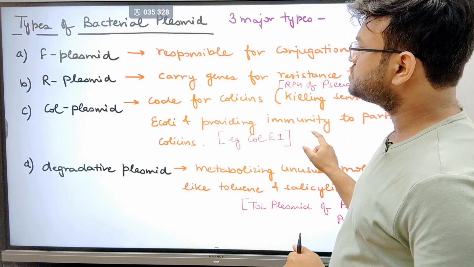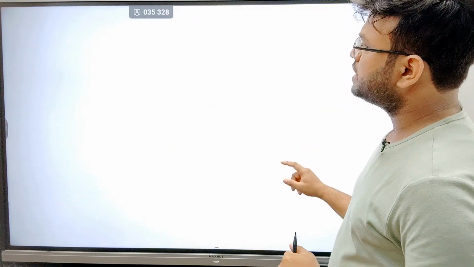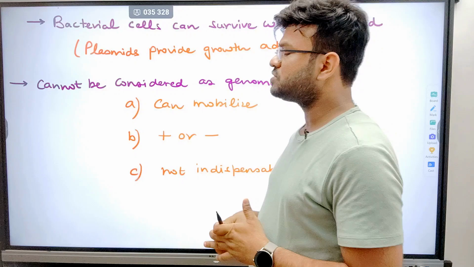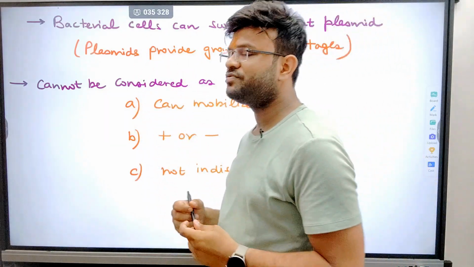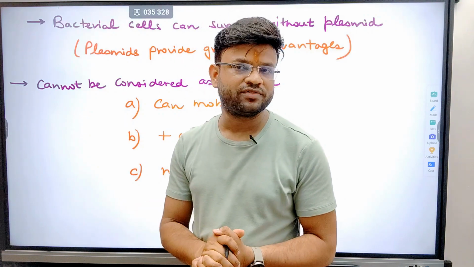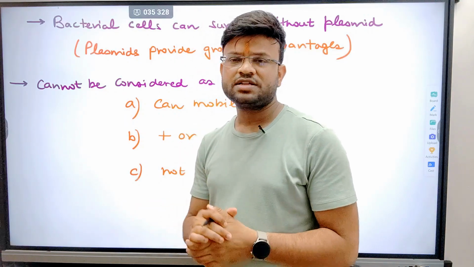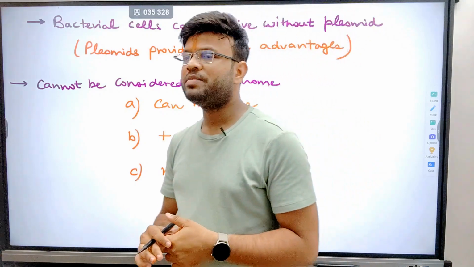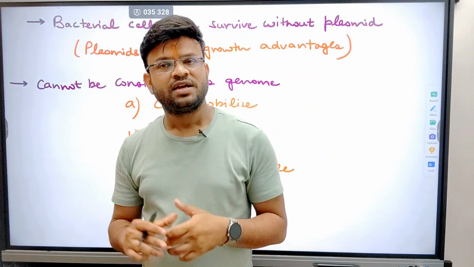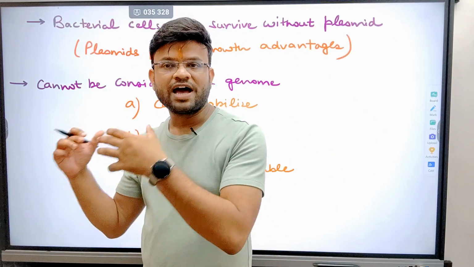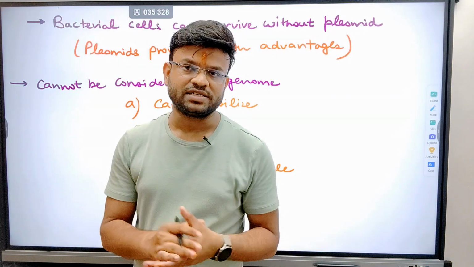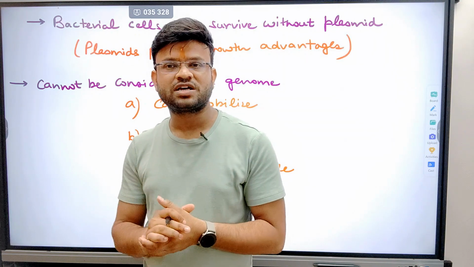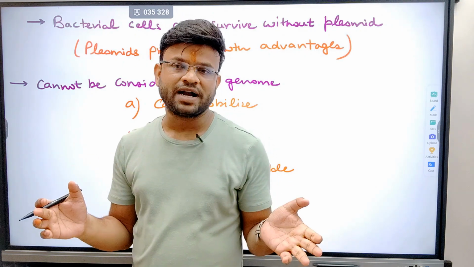We have discussed this also and this also. Now, coming to some more properties of the plasmids. Bacterial cells can survive without plasmid. This is a very, very important point and has been asked in different life science examinations, that it is not necessary that all the bacterial cells should be having plasmid. It is just that the cells that have plasmids have the added advantage over the other bacterial cells. It is not very essential for survival, but yes, it will give you some added advantages.